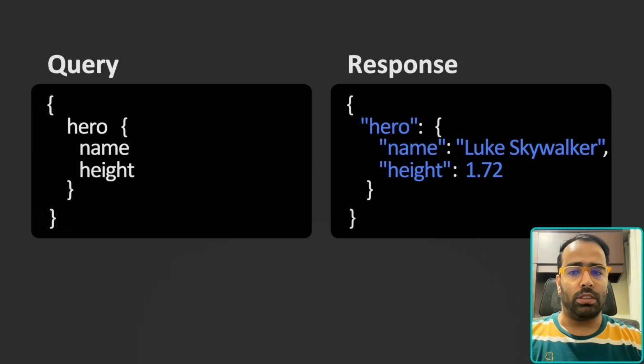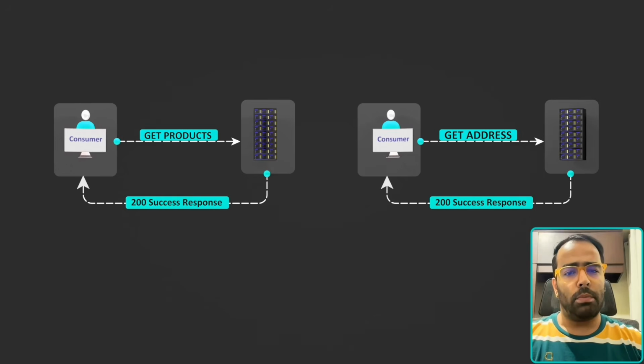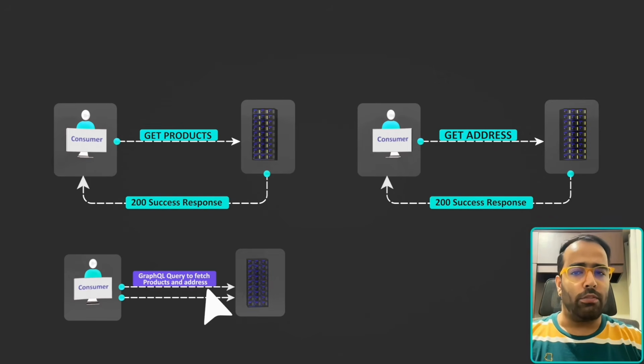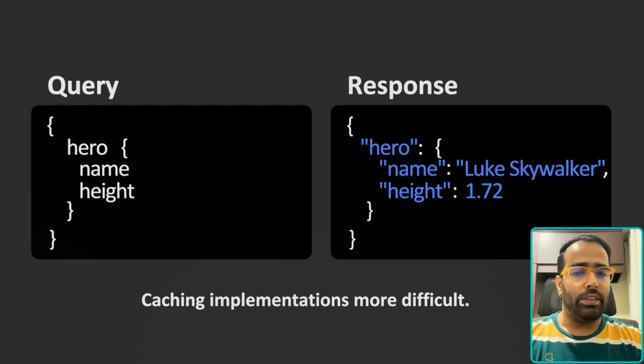Fetch multiple resources. Let's say you have get products, you have get address. You call 2 different REST APIs. Either in your code, maybe you can create another REST API combining the 2 of them, but how many times will you do that? You have to keep combining based on each consumer requirement. And with the help of a GraphQL query, you can fetch both product and address from the server, and also you can mention what fields you want. But there are multiple queries to handle, which makes caching implementation very difficult in GraphQL.